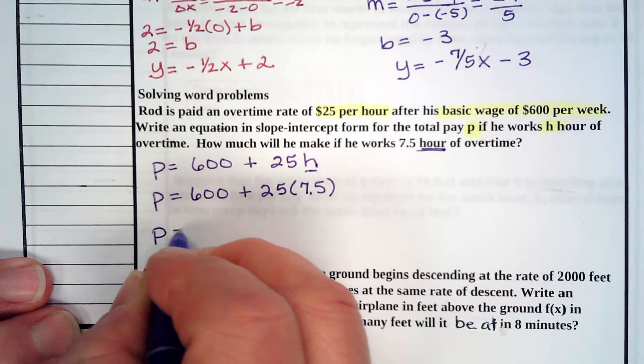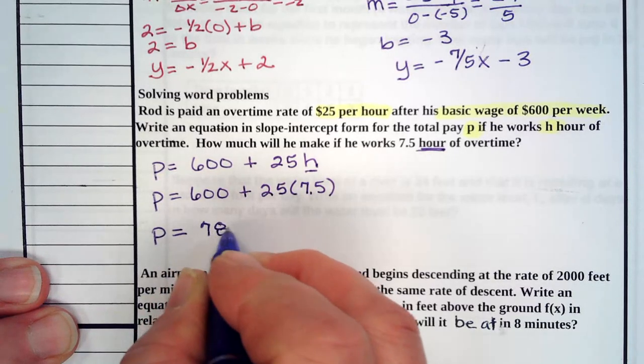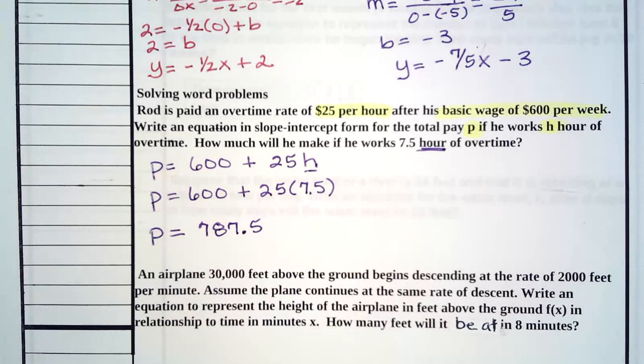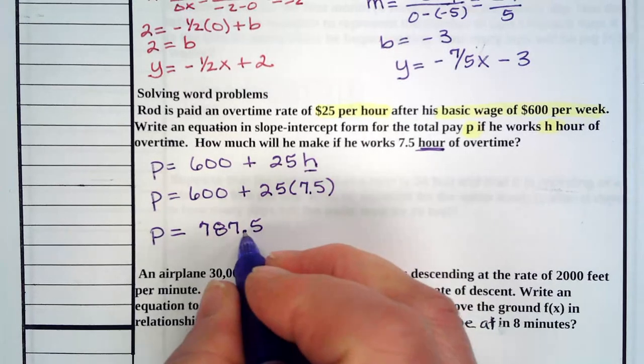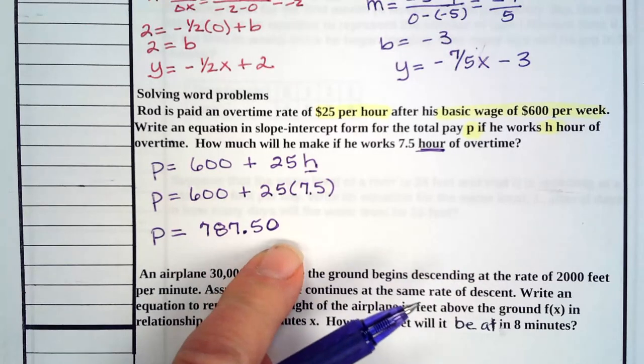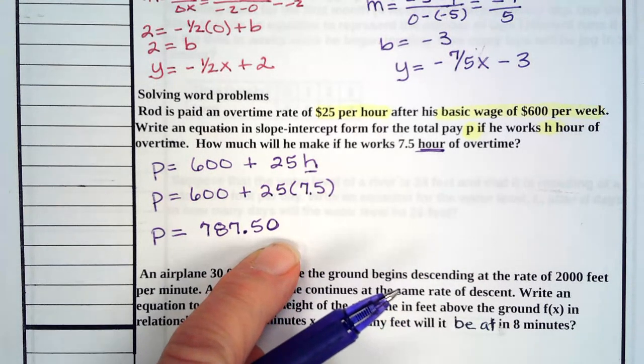In my calculator, I get 787.5. Have I rounded correctly? No. This would be 0.50. When we're looking at money, we've got to go to the nearest hundredths, because $1 is 100 pennies.